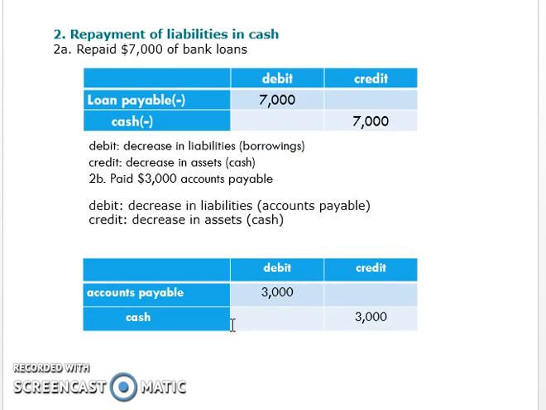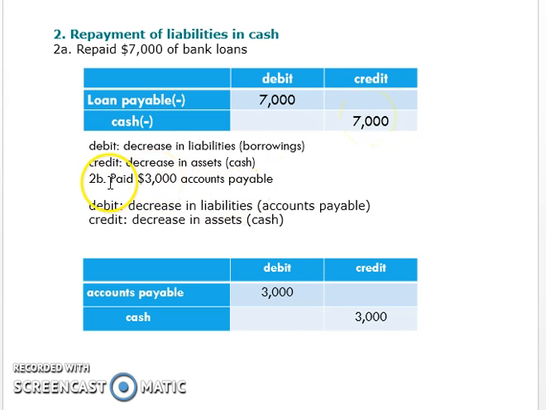In the next transaction, repayment of liabilities in cash. Repaid $7,000 of bank loan. Now in this case, when we paid the liability, our liability account decreased. As per the rule, whenever liability decreases we need to write on the debit side, and we paid this liability in the form of cash, so our cash balance also decreases. So as per the rule, whenever an asset decreases we need to write on the credit side.